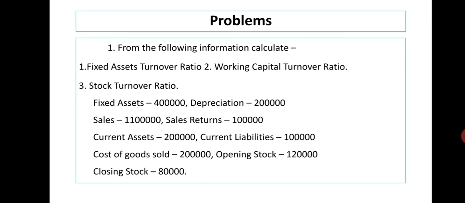Now here I will explain this with one problem. From the following information, calculate fixed assets turnover ratio, working capital turnover ratio and stock turnover ratio. Fixed assets 4 lakh, depreciation 2 lakh, sales 11 lakh, sales returns 1 lakh, current assets 2 lakh, current liabilities 1 lakh, cost of goods sold 2 lakh, opening stock 1,20,000, closing stock 80,000.